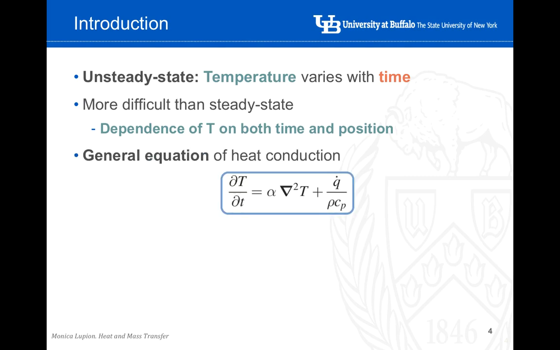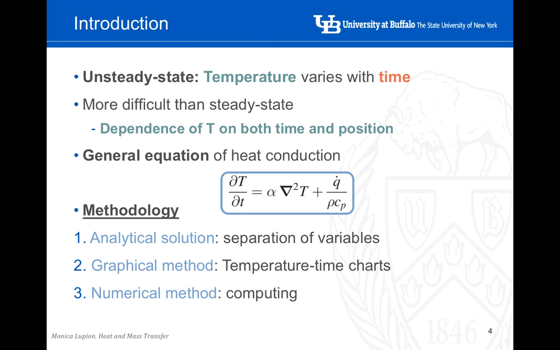This is the general equation of heat conduction, as we know already. In previous classes, what we considered is that this term here, the dependence of temperature with time, was 0. Now we need to consider this term as well when we are solving the equation.